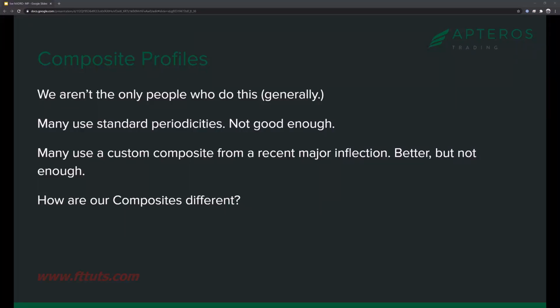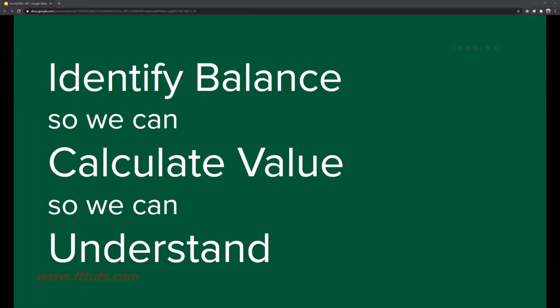So that leads us into how ours are different. We're looking to find the only thing we can understand, which is balance. Where is there balance? Let's create custom composites where there is that balance so that we get a good read on value. I was telling myself, go find that slide where you said that thing and show them that, and here it is. Identify balance so we can calculate value so we can understand.